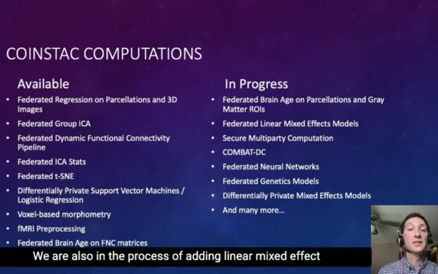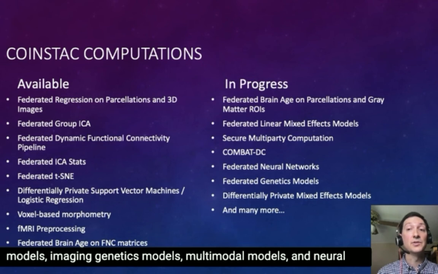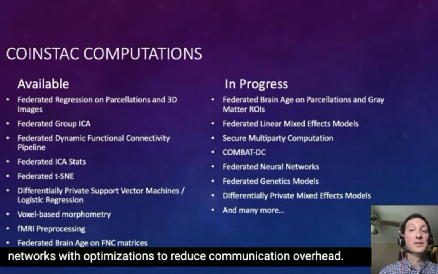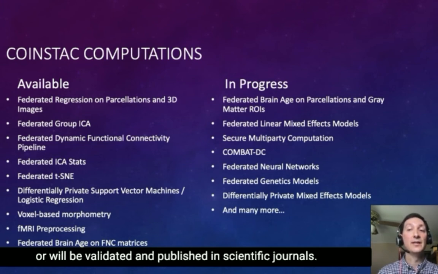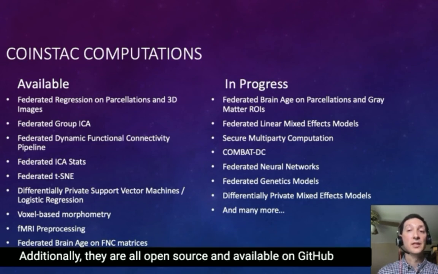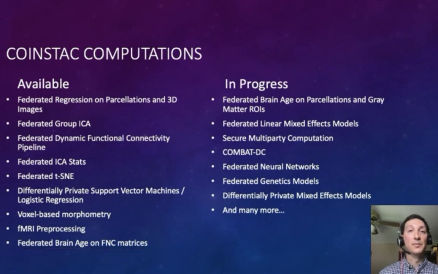We are also in the process of adding linear mixed effect models, imaging genetics models, multimodal models, and neural networks with optimizations to reduce communication overhead. These computations all implement algorithms that have been or will be validated and published in scientific journals. Additionally, they are all open source and available on GitHub and Docker Hub.